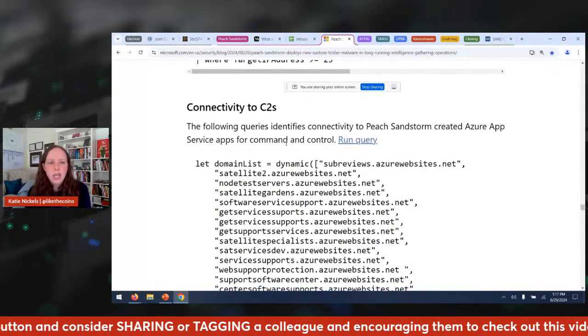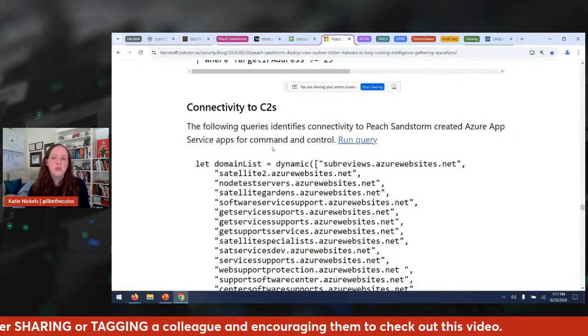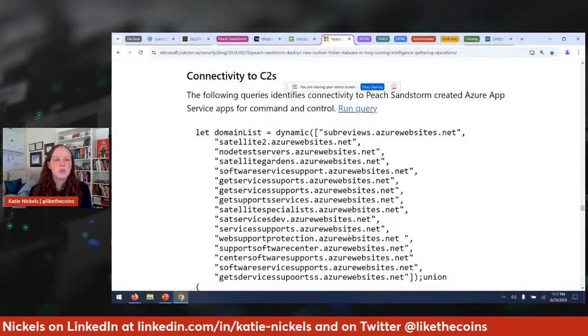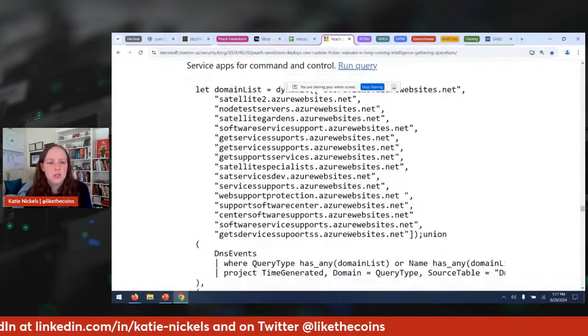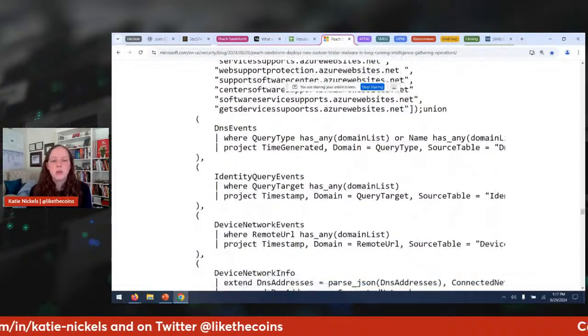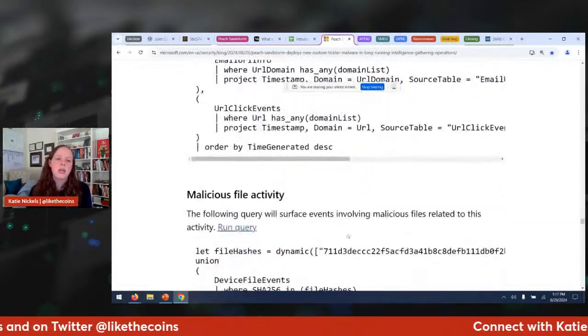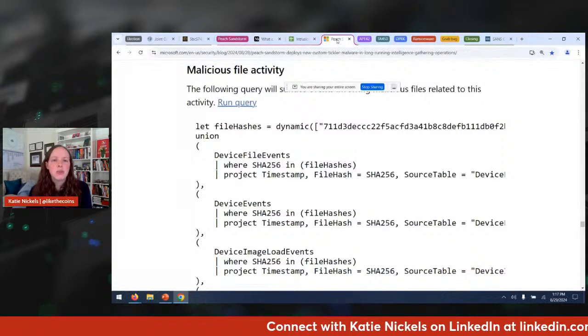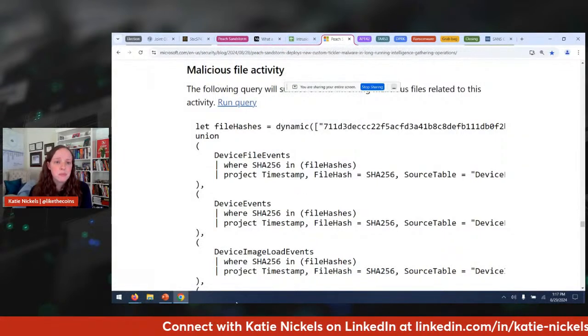And if you like your indicators, sometimes they're helpful to identify malicious activity. Here are some domain names. You could run those in your SIEM, put them in your threat intel platform, use those however you'd like. So lots of great indicators and queries to help you detect Peach Sandstorm activity.